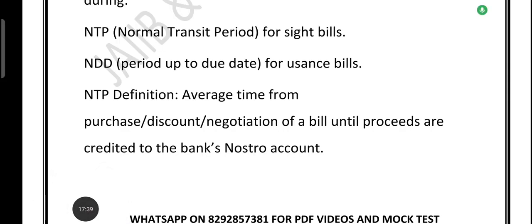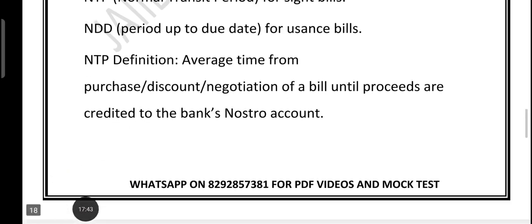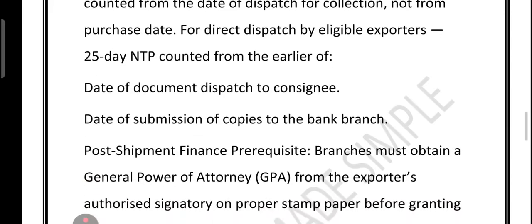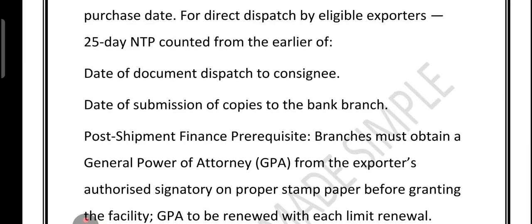Now friends, the next point is some special cases. If the bill was purchased after it was sent for collection, NTP is counted from when it was sent for collection, not when purchased. If the exporter directly sent documents to the buyer, a 25-day NTP starts from the earlier of the following: first, when the documents were sent to the buyer; second, when the copies were submitted to the bank branch.